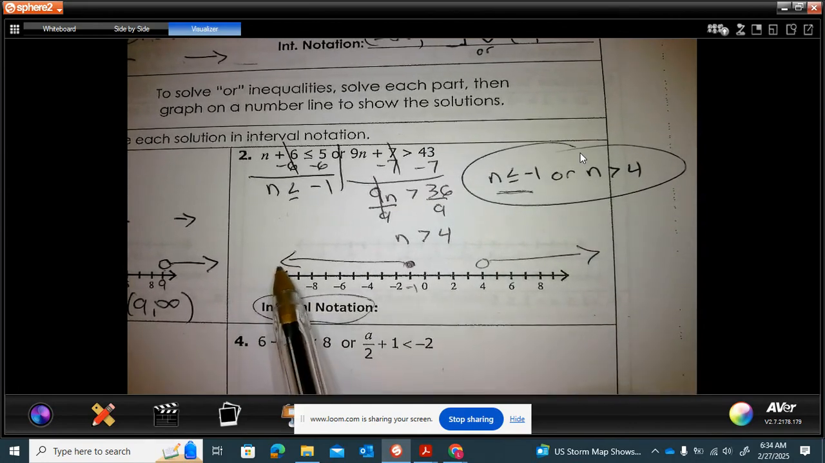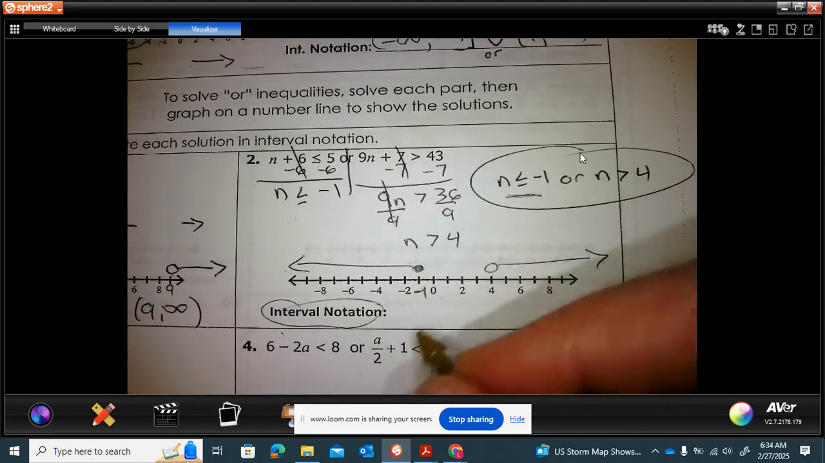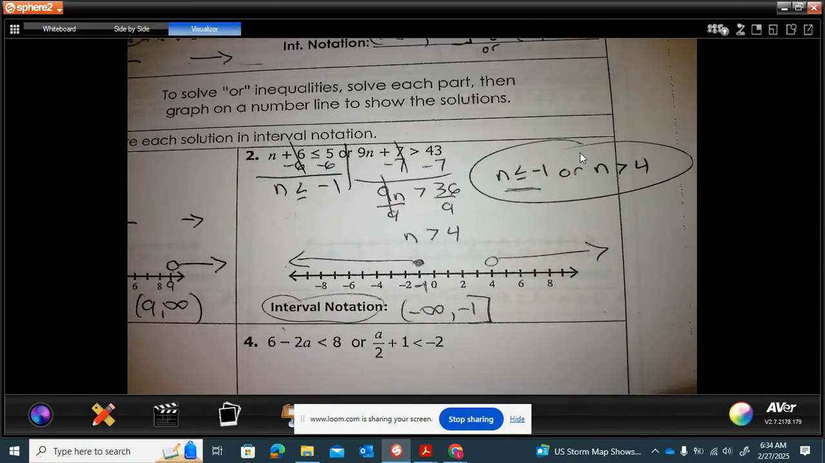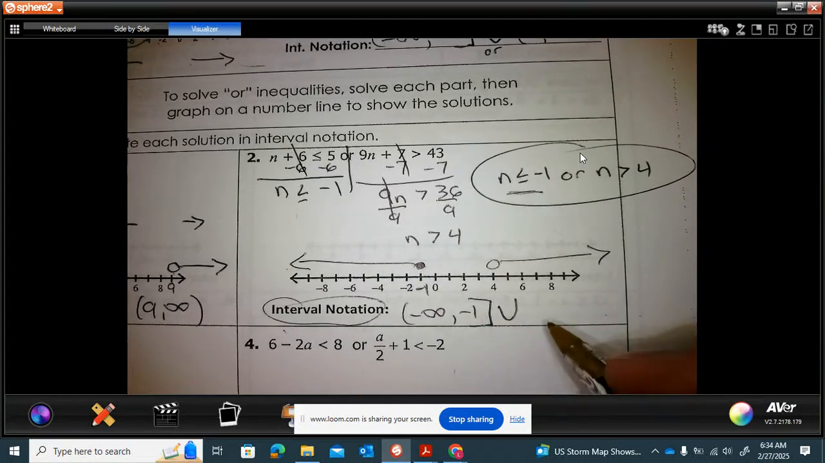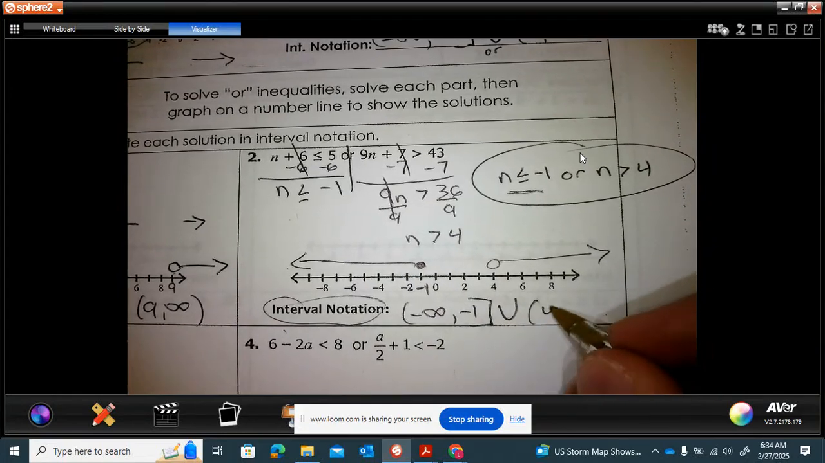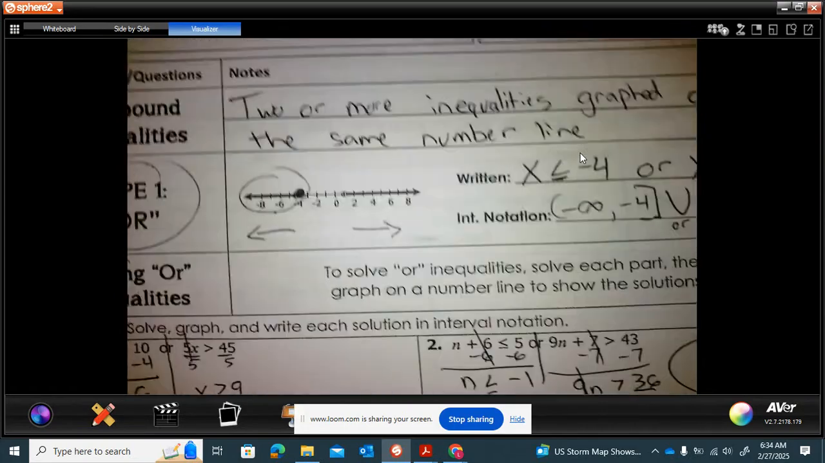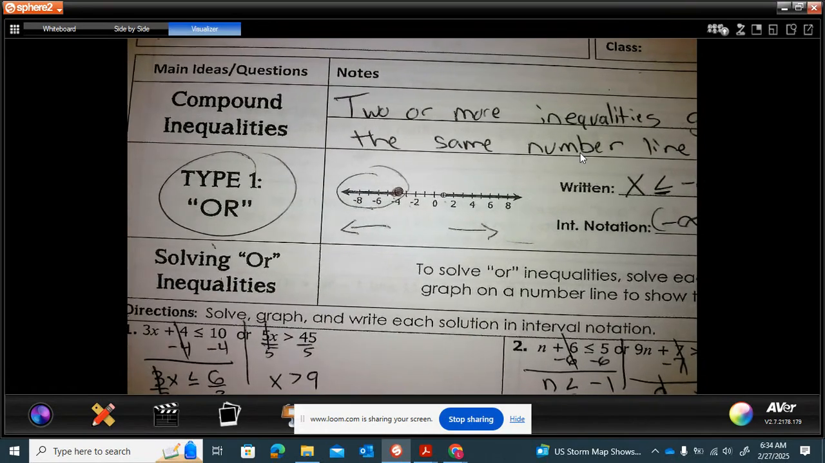So now my interval notation starts from negative infinity. It goes to negative 1, so negative infinity to negative 1, but at negative 1 I have a bracket because it's a closed circle. I have a union, which means the same thing as or, and then I go from 4, then it goes to infinity. 4 has a parenthesis because it's an open circle. So that is case 1 or type 1 of compound inequalities. It's called or inequalities.